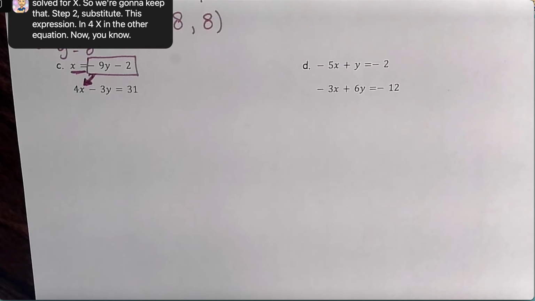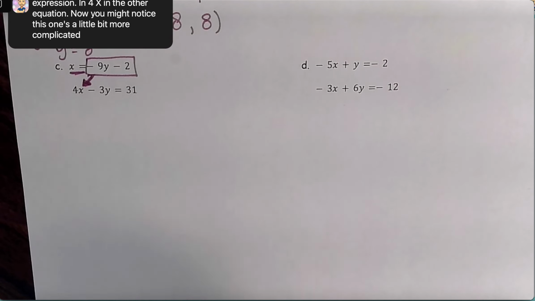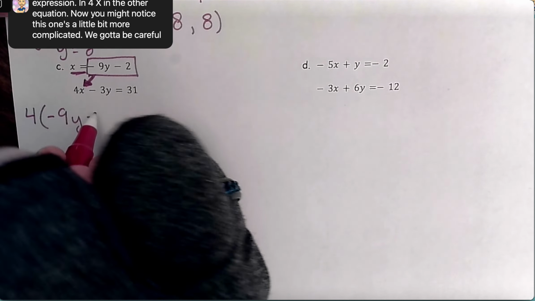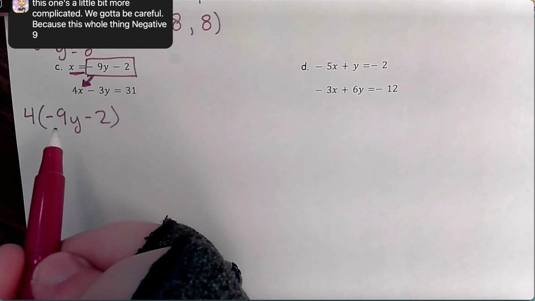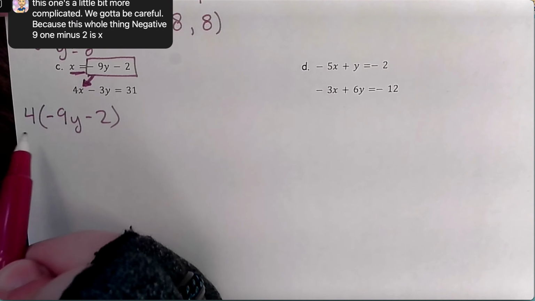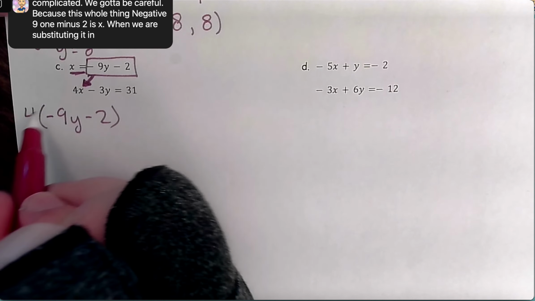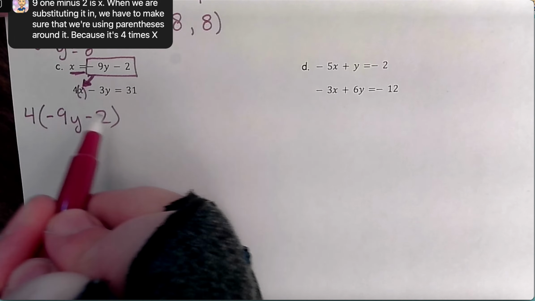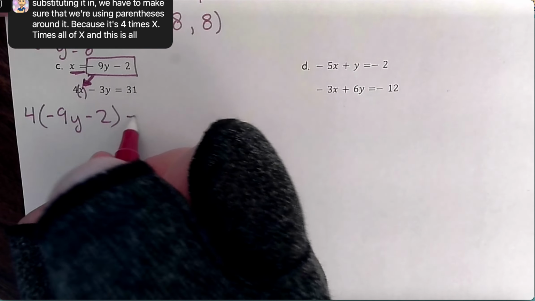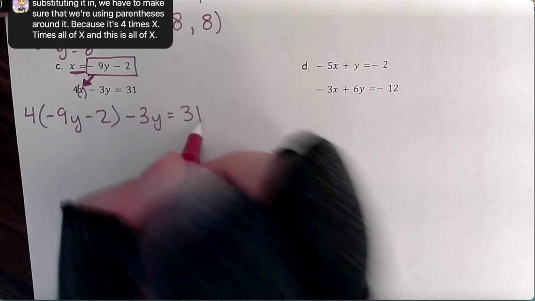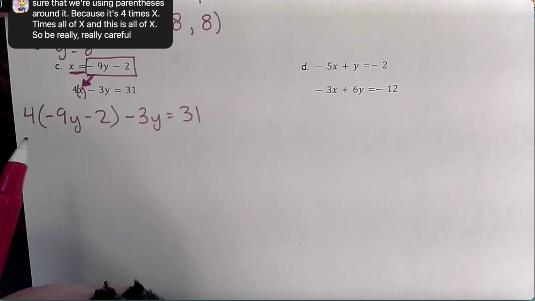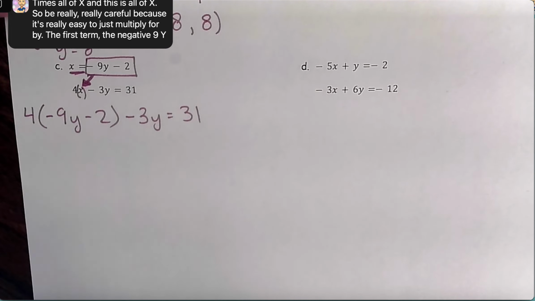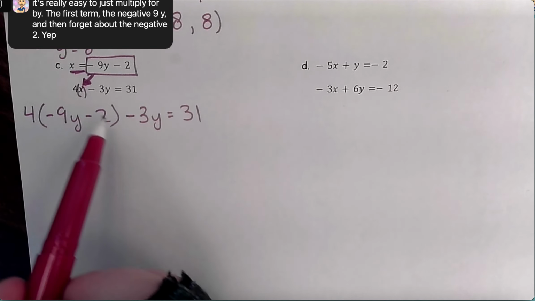Now you might notice that this one's a little bit more complicated. We got to be careful, because this whole thing, negative 9y minus 2, is x. When we are substituting it in, we have to make sure that we're using parentheses around it, because it's 4 times x times all of x, and this is all of x. So be really, really careful, because it's really easy to just multiply 4 by the first term, the negative 9y, and then forget about the negative 2. You have to multiply the 4 by both things.